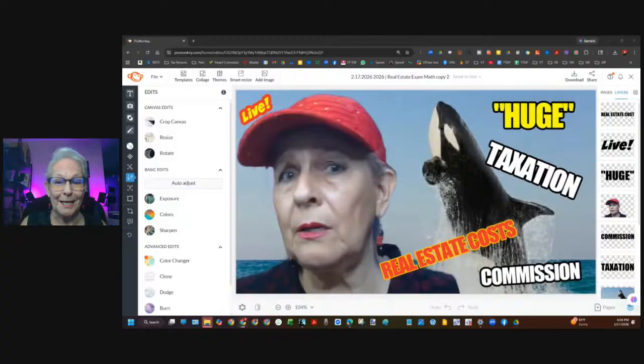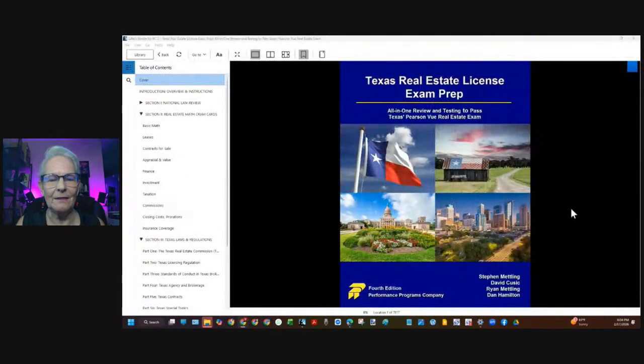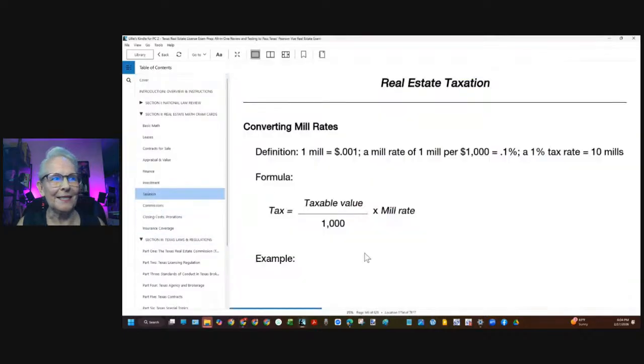Taxation, real estate commission. Oh my gosh, they're huge. Check it out. So that's what we're reviewing tonight because they are big in real estate. So this is the book that we're using, and we're going to go ahead and get started with taxation because they are a huge part of real estate.